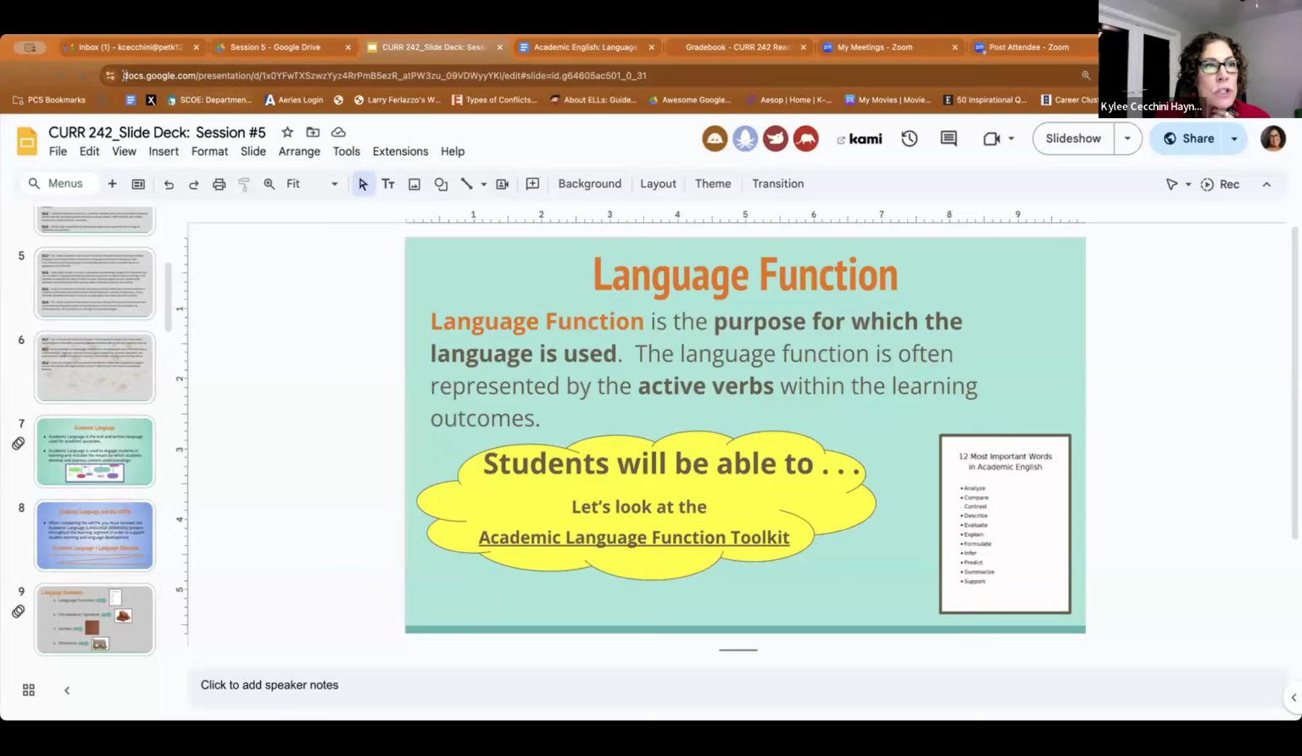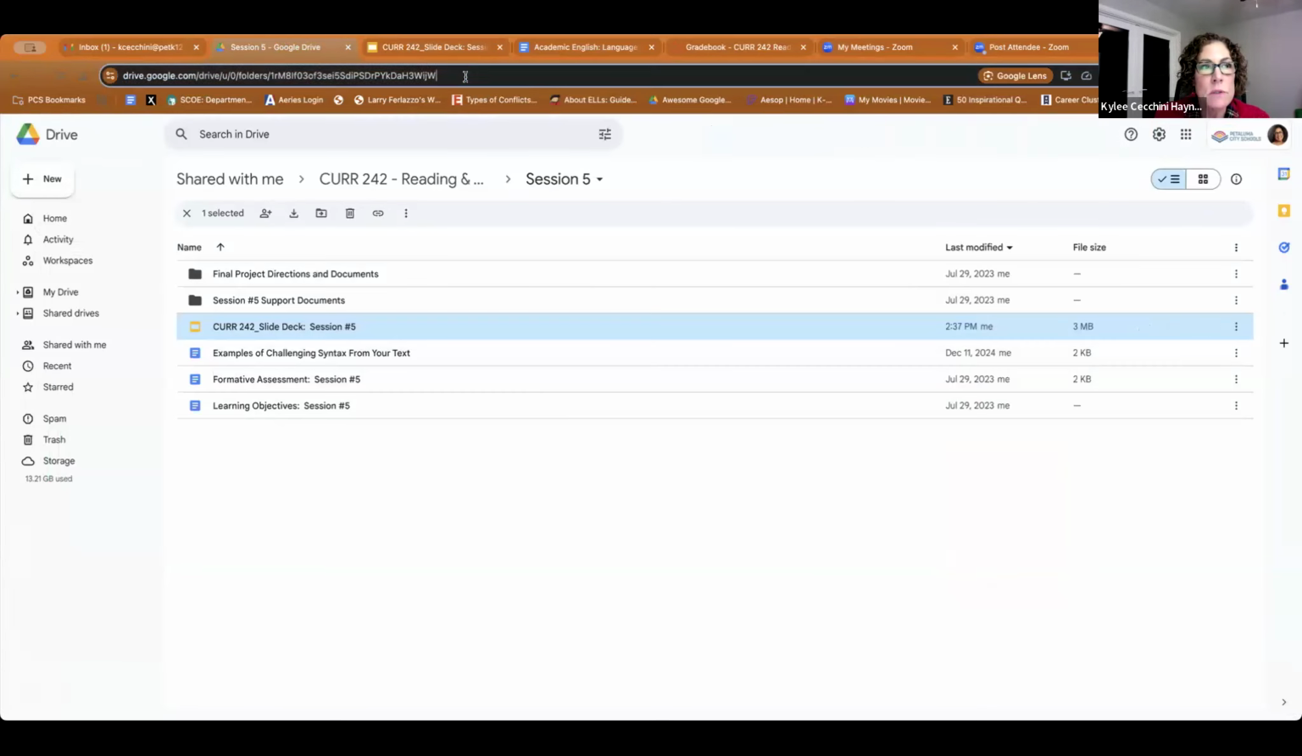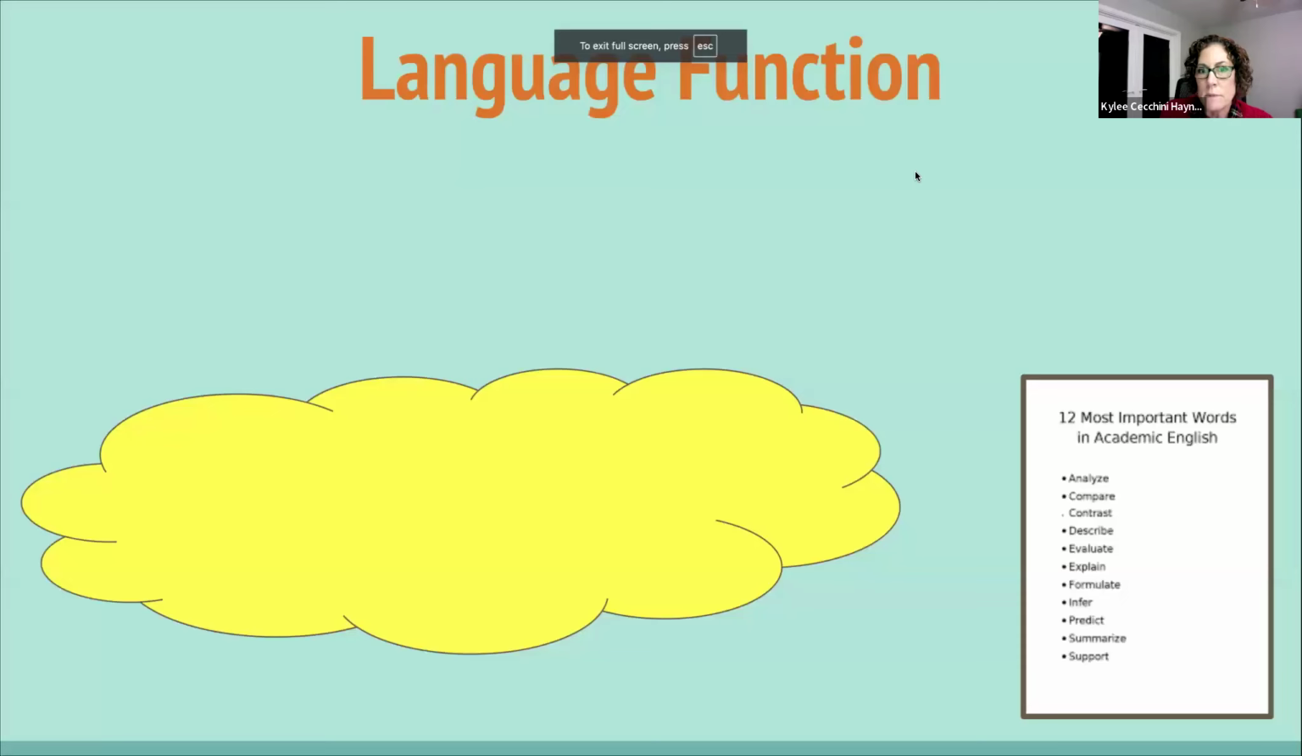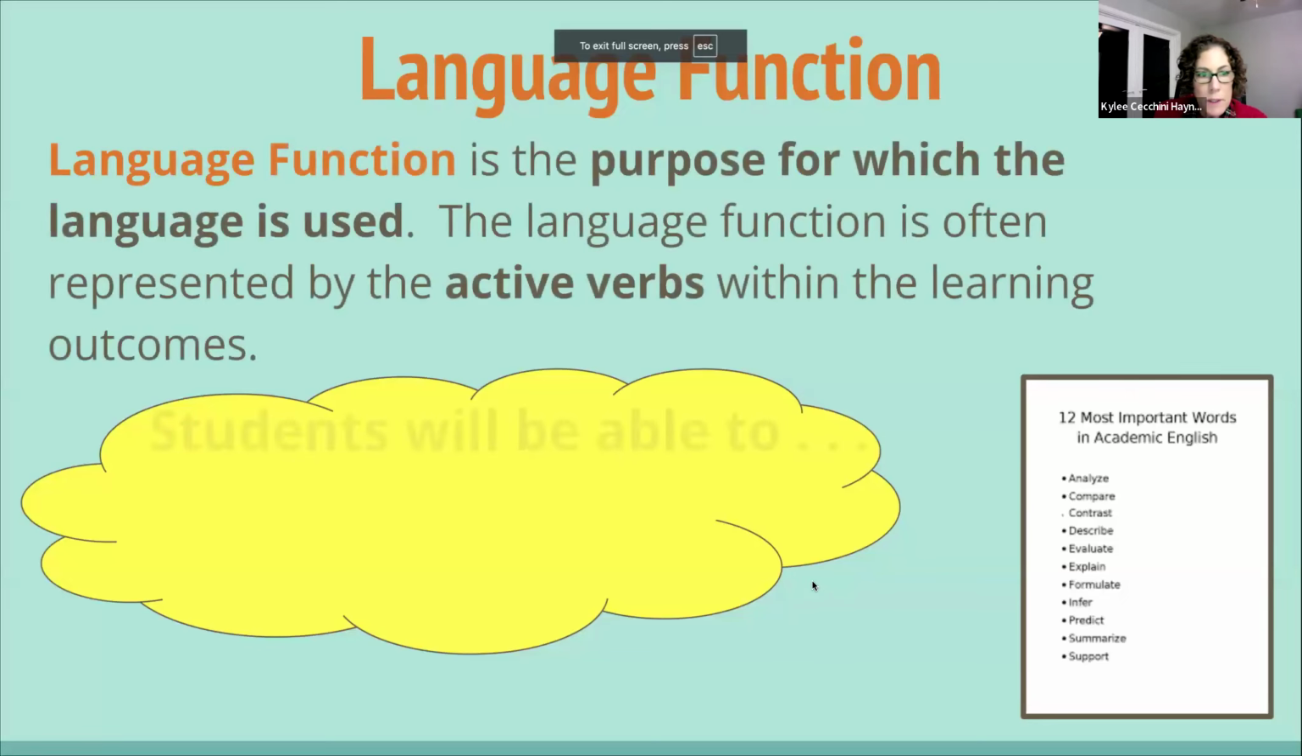Now, I think I'm going to click out of this first, and I want to share with you in the chat the session 5 materials so that you just have it easy at your fingertips. So let me get into the chat. All right, so that is the folder. If you go in there, you're going to see the slide deck and a bunch of things, including the session 5 support documents, and some of the things I'm going to be pulling from or showing you right now are in that folder.